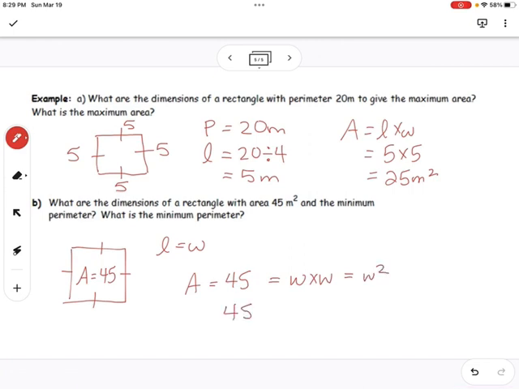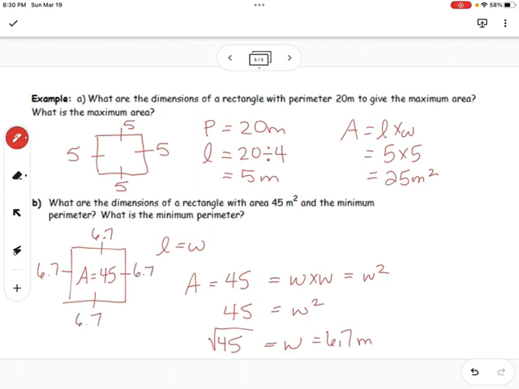So to find out the dimensions of the square, we need to solve for the width. To solve for the width, we move the square to the other side and we square root. So square root 45 is our width. And we get 6.7 meters as the length and width of the square. So all the way around, 6.7.